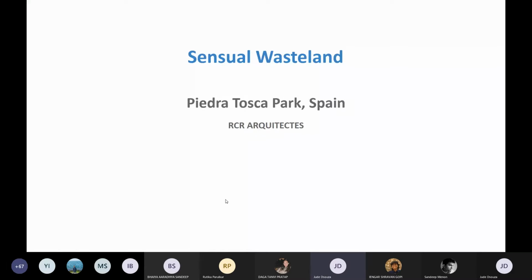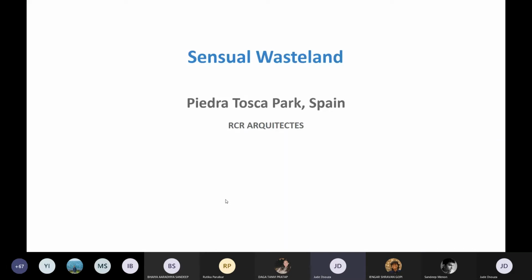And so this is actually a wasteland. You have a land where all you had was gravel and rocks, which were either naturally left there, or it was almost like a dump. And they created this very sensuous landscape. RCR is known for the sensuousness of the material with which they create their architecture, and this is something that carries into the landscape work.